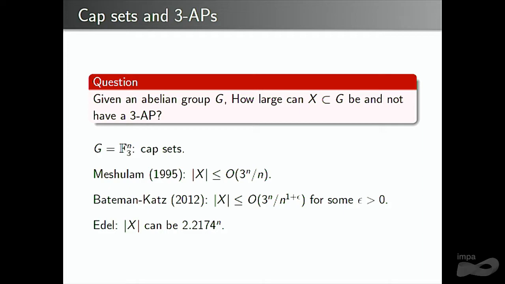Now, on the other hand, in terms of lower bounds, how large can it be? Well, it's not hard to construct a set of size 2^n. And Edel has a construction of the form roughly 2.217^n. So up until recently, this was yet another one of these problems where there's a huge gap in our understanding.